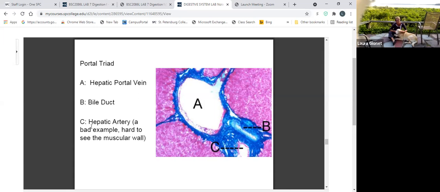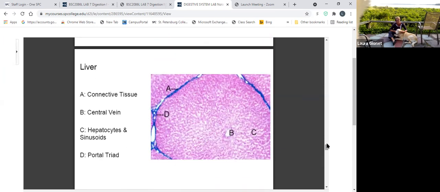It's a bad example, hard to see the muscular wall, but you can see a little bit of it. Generally, the ducts will collapse on themselves. It will be a single layer of cuboidal cells. There is no muscle in there, so it will not be popped open and maintain any kind of patency. The arteries generally will. Sometimes they'll collapse a little bit, but you'll see a muscular wall. And the veins generally collapse as well, but that one was nicely popped open.